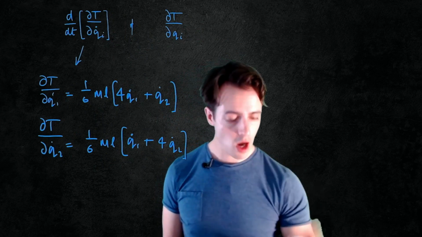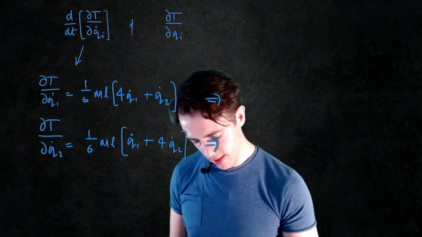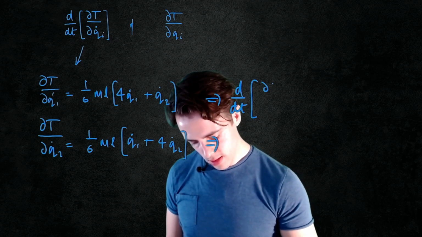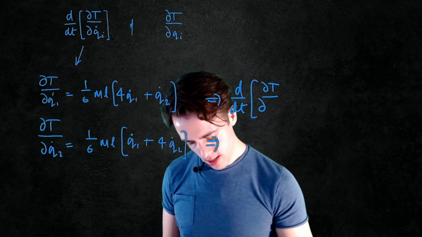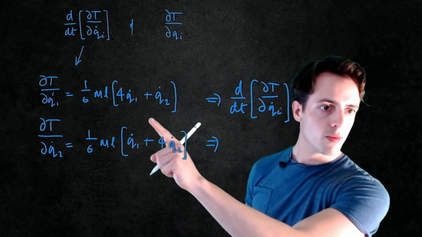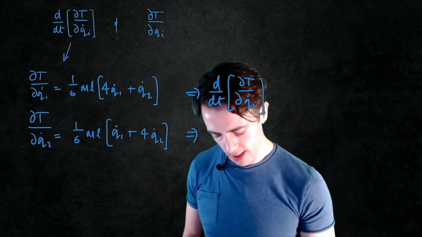To get the first time derivative of both of those, we then need to just differentiate these once with respect to time. So d on dt of dT by dQi dot is simply equal to this, but with double dots in place of the dots, because the mass and the length don't change with respect to time.